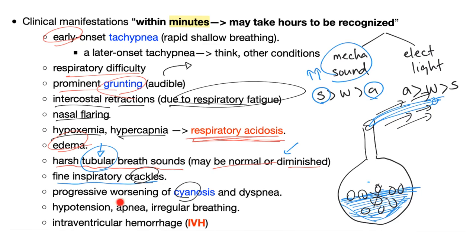Anyways, progressive worsening of cyanosis and dyspnea. It's called respiratory distress syndrome. If you're not breathing, you will get cyanosis. Hypotension, apnea, irregular breathing. Intraventricular hemorrhage, the kid can bleed into his or her brain.